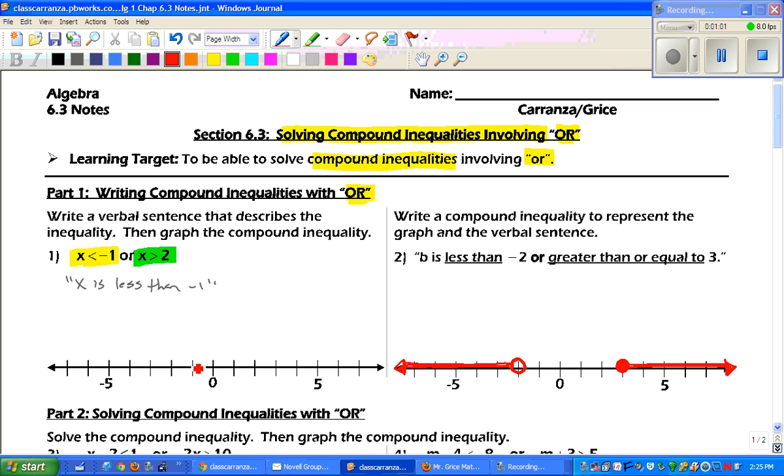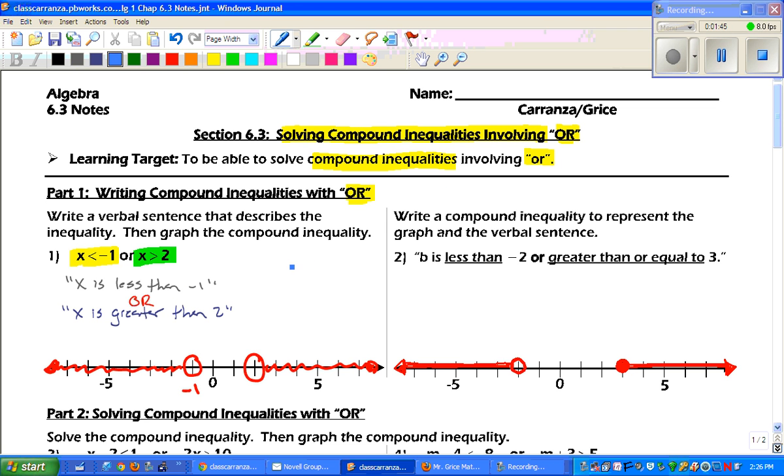So x is less than, well, there's -1. If I'm less than that, we're shading to the left, okay? Now, our other one is saying x is greater than 2, okay? So there's 2, or it's greater than, okay? So we're combining two things together. We cannot forget the or. It's either or, okay?